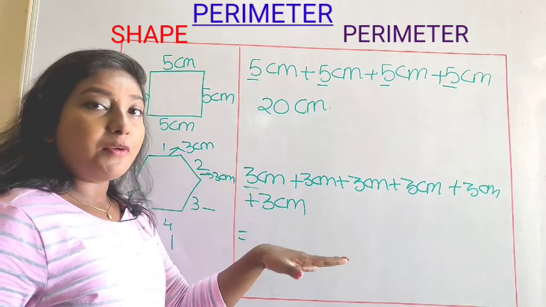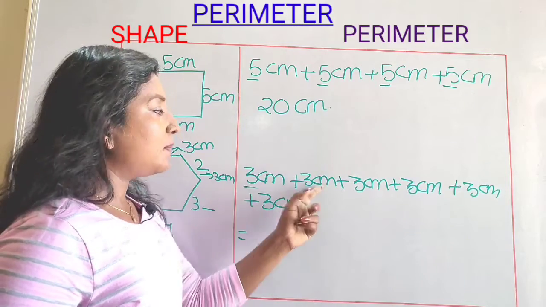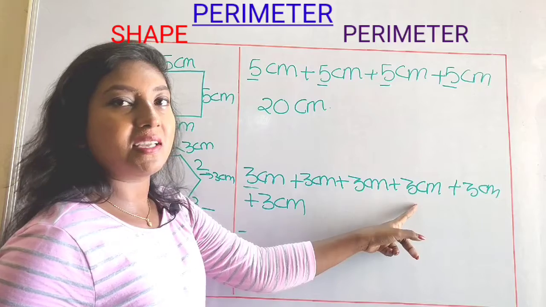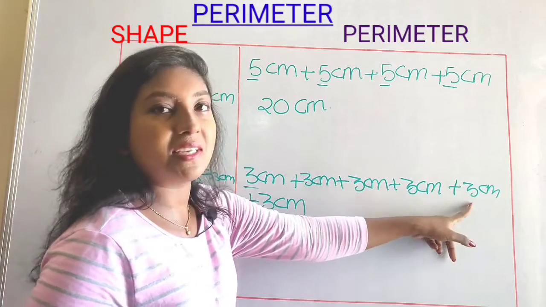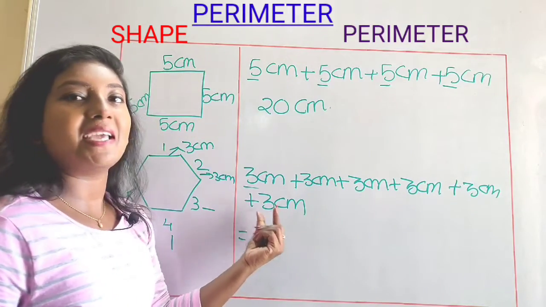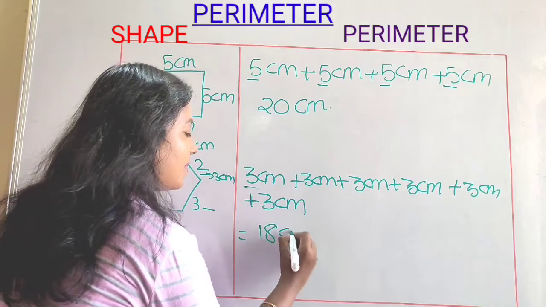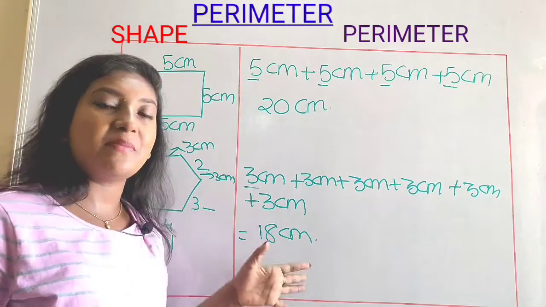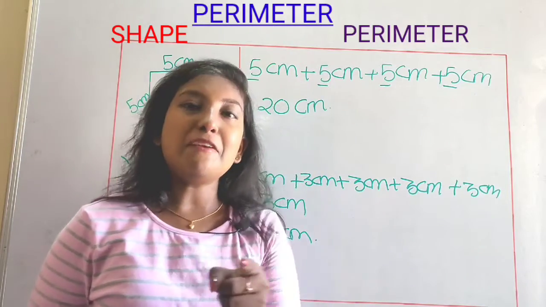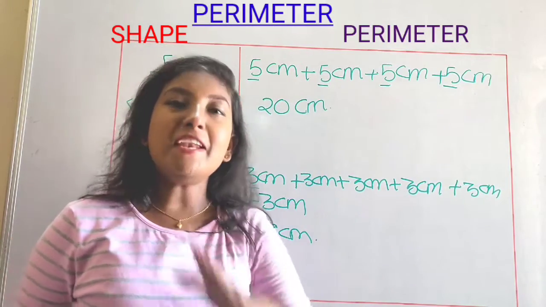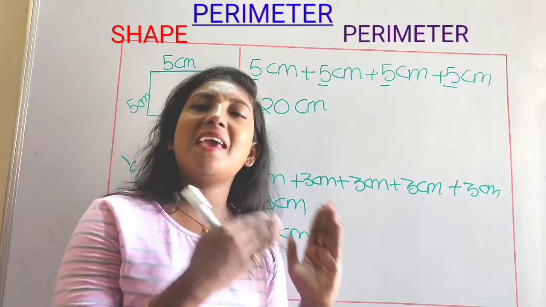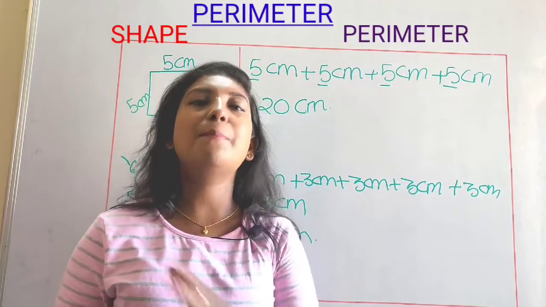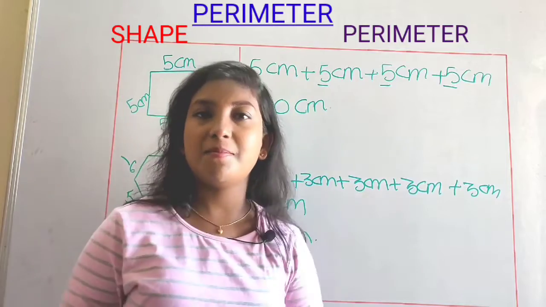So what are we doing now? We are just adding. So 3 plus 3 is 6, 6 plus 3 is 9, 9 plus 3 is 12, 12 plus 3 is 15, 15 plus 3 is 18. So the perimeter of this figure, that is a hexagon, is 18 centimeters. So in this way, you can find the perimeter of any polygon by the same method. Just take the side lengths and adding up all the sides gives you the perimeter.